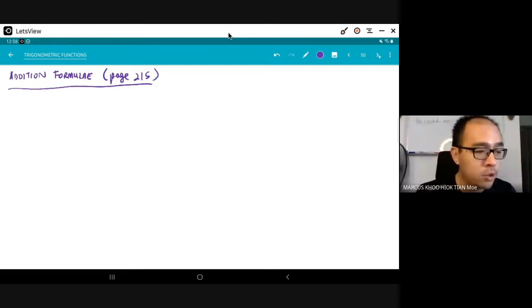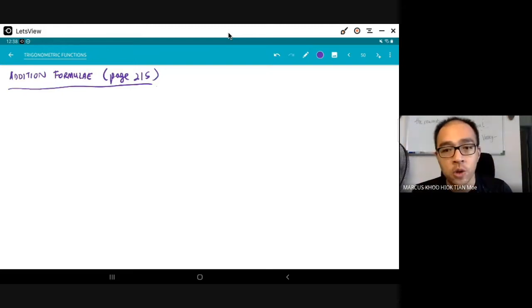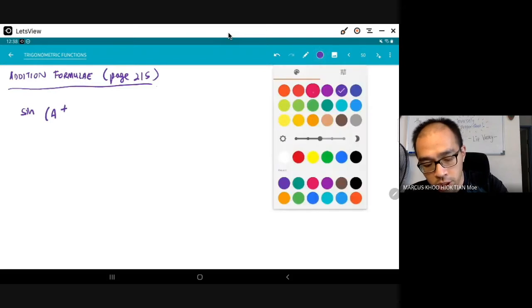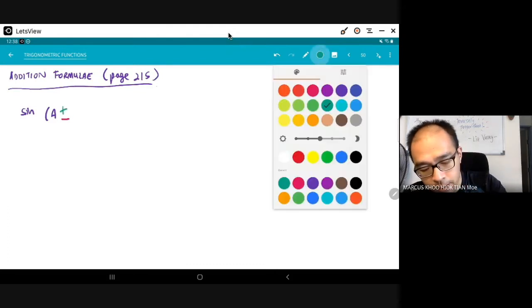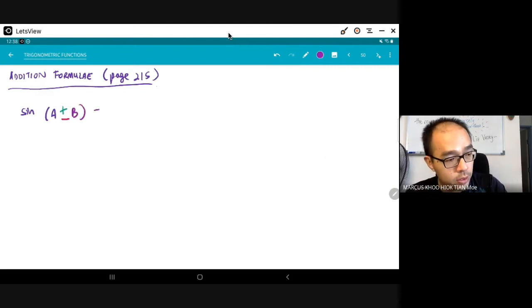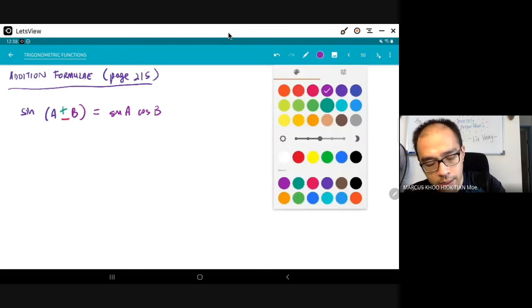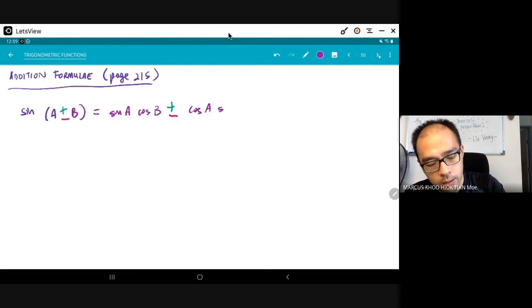Okay, so the first set of formulas that we need. If you look at page 215, you will see that there are actually 6 addition formulas altogether. But actually the 6 is usually compressed into 3. The first one will be sine A, either plus or minus B. I'm going to change the color for plus. So plus is green. Equals sine A cos B, and then we will have the same thing, plus on top and minus at the bottom.